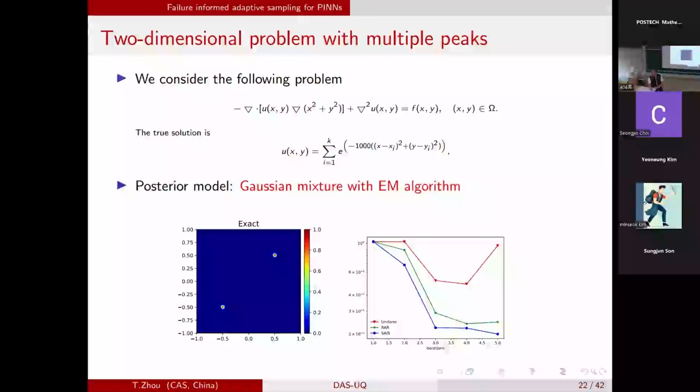Also, in this example, you don't show the example for the boundary. Yeah, the boundary. If you consider both the boundary term and the equation, you have to balance the two terms. It can be much more complicated.